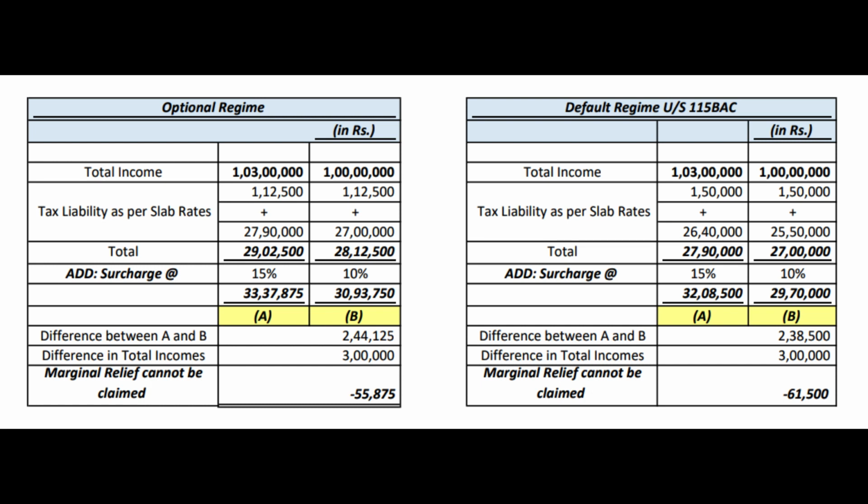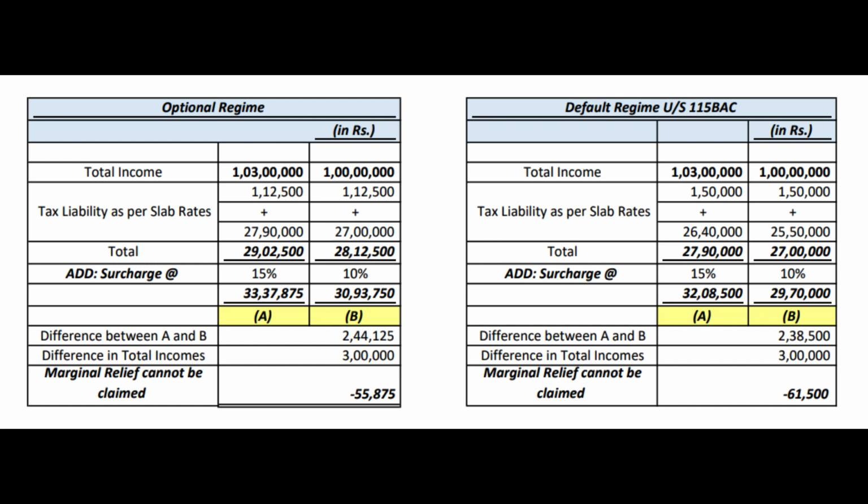The difference between tax liability in both the cases is rupees 2 lakh 44,125. The difference in total incomes in both the cases is rupees 3 lakh. The increase in total income is rupees 3 lakh, and the tax liability has increased by rupees 2 lakh 44,125 only. In such a case, marginal relief cannot be claimed. When the increase in the amount of tax payable, including surcharge, is less than the increase in the total income of the assessee, marginal relief cannot be claimed.